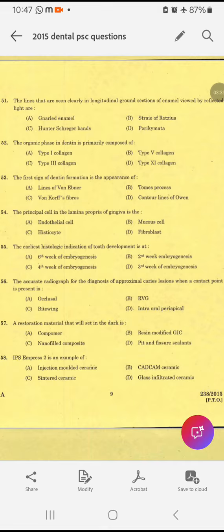Question number 58. IPS Empress 2 is an example of injection molded ceramic, or CAD-CAM ceramic, or sintered ceramic, or glass infiltrated ceramic. IPS Empress 2 is an example of injection molded ceramic. 58A. Injection molded ceramic.